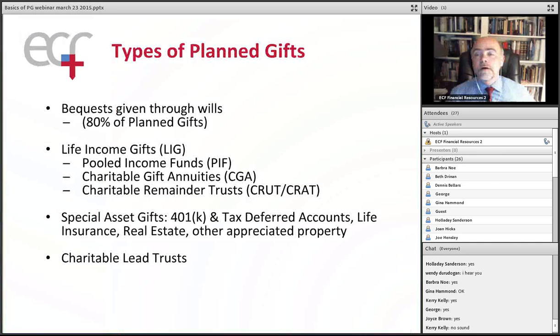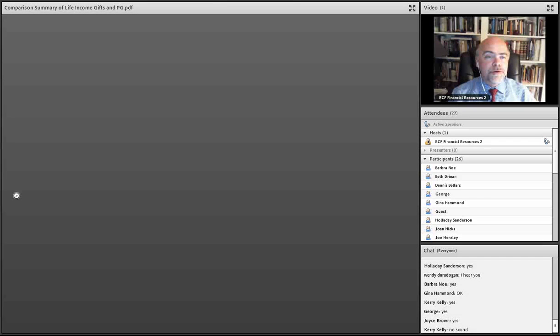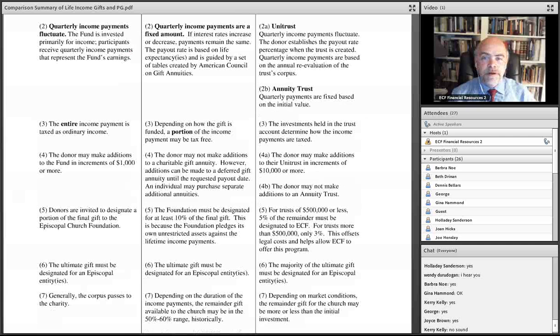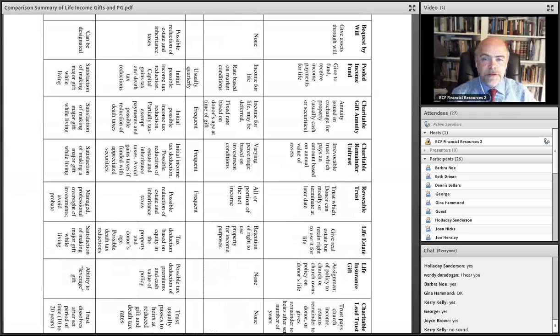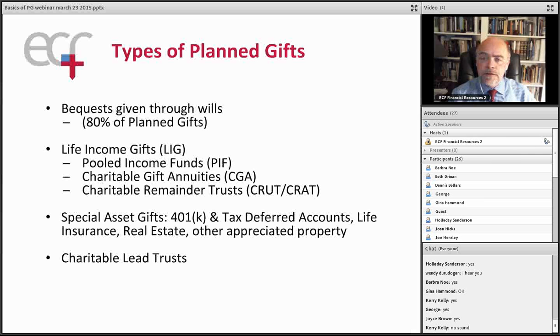So for now, I'm going to continue on into the planned giving types. But just let me note that all of you, when you registered, and those of you who are listening to this recording, will have access not only to our slides, but also to this document, which goes through many, many different planned gifts, including life income gifts. And on the next page, it also goes through a variety of different planned giving vehicles that you may choose to use. I just note that so that it has been sent to all of the registrants.